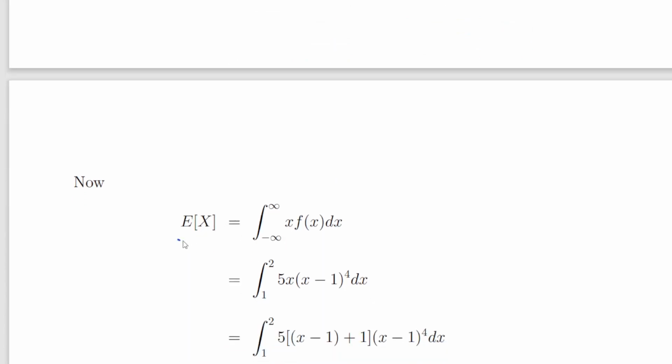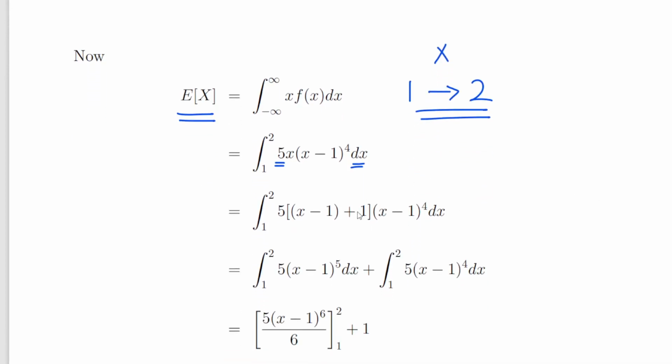Now, the expected value of x, by definition, is the integral from minus infinity to infinity of x times f of x dx. But again, we concentrate on the interval from 1 to 2 because anything outside of the interval evaluates to 0. So we can just disregard it and look at that part specifically. Knowing that c is equal to 5, this becomes the integral from 1 to 2 of 5x times (x minus 1) to the power of 4 dx. So what we have to do here is something a little bit unusual. Essentially we can express 5x as 5 times (x minus 1 plus 1). It's essentially an integration by substitution thing.